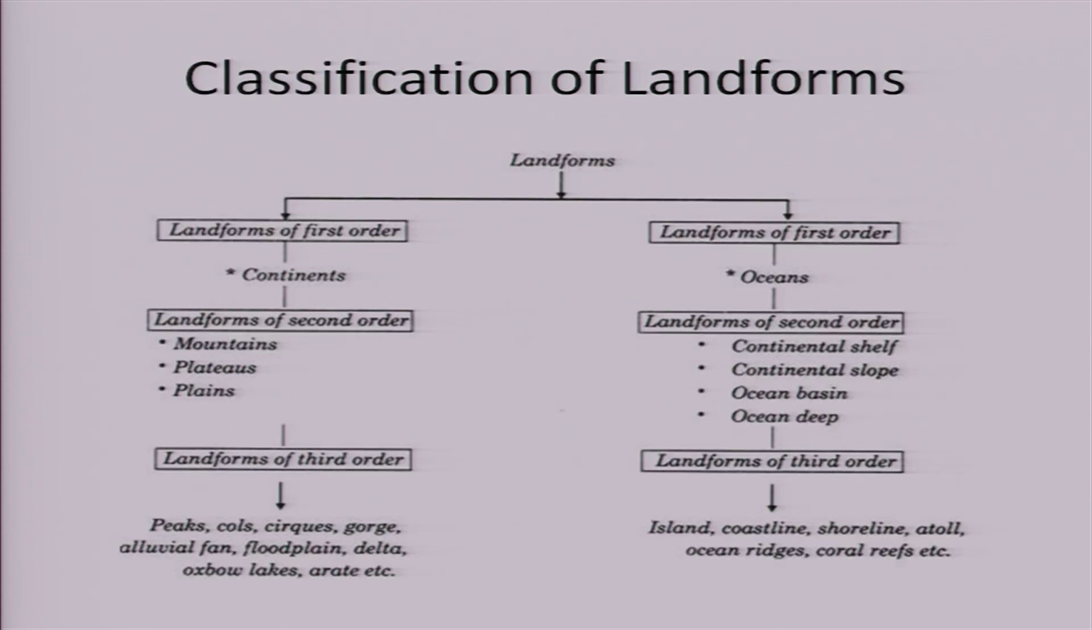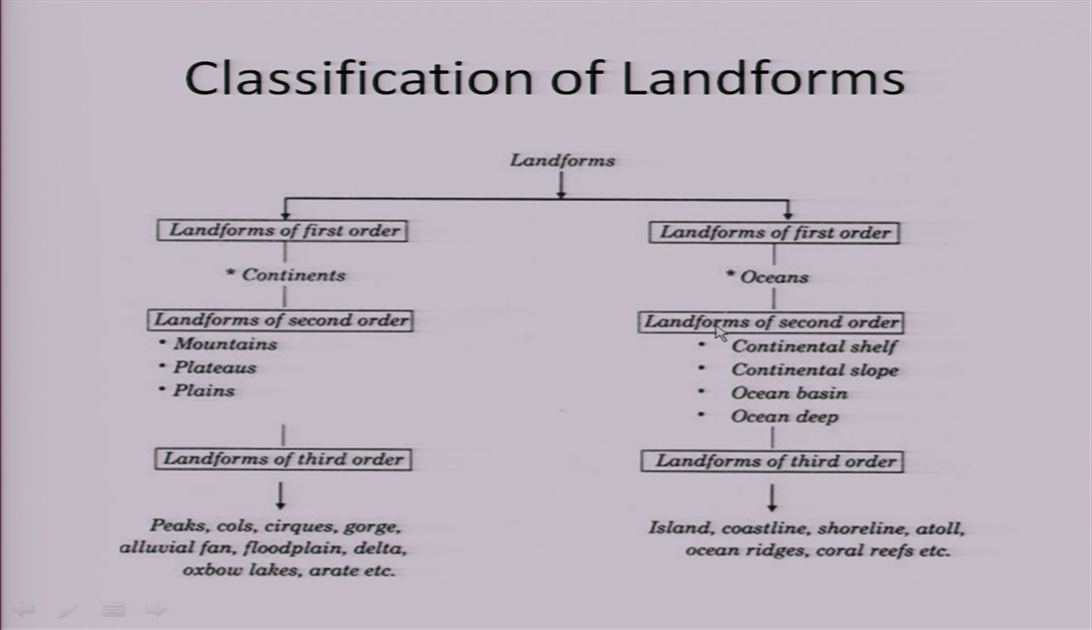Now in this figure you see that the landforms are divided into various orders. The landforms of first order are the continents and oceans, which is a broad division of the landforms, and then features of the continents or the oceans are the second order landforms. So mountains, plains, plateaus are the features of the continents and they are the second order.